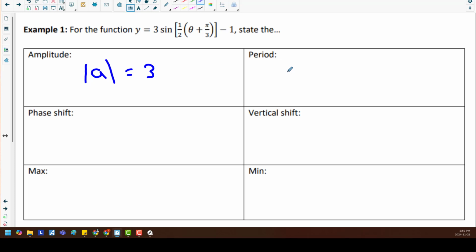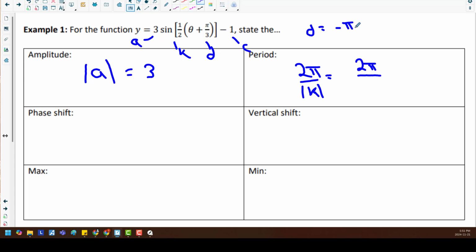Period, remember, is equal to 2 pi over the absolute value of k, so you don't really care if k is negative or not. Oh, actually, I forgot to mention, it's pretty straightforward: A, k, your d value, and then your c value, obviously. And just remember, your d value is always the opposite sign there, so it's actually negative pi over 3 as opposed to positive pi over 3.